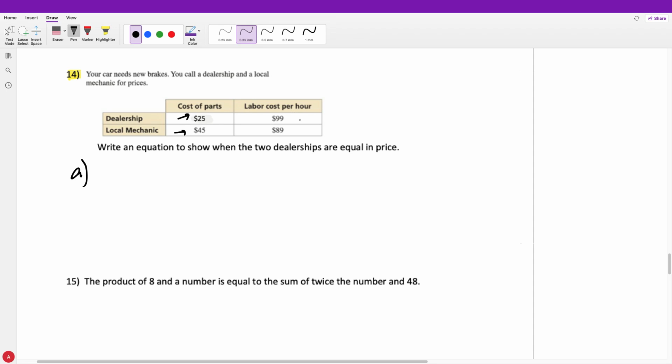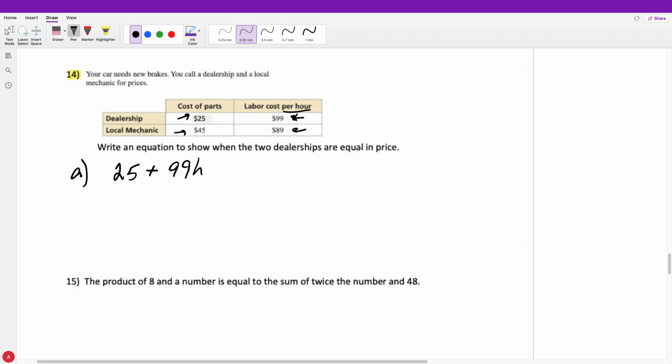And then here it says labor cost per hour. So this is what will change, because this is per hour. If you go to a dealership, they're charging you more per hour, where the local mechanic is a little bit less. So it says write an equation to show when the two dealerships are equal in price. So the first thing is we will solve for how much it costs for the dealership. As soon as we go to them, the parts are going to be $25, so no matter what, it will be $25. And every hour that it takes for them to fix your brakes, it will be 99 times the number of hours. So we know that the dealership is 25 plus 99H, right?